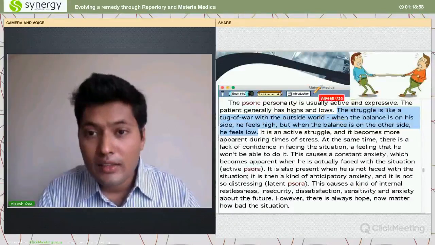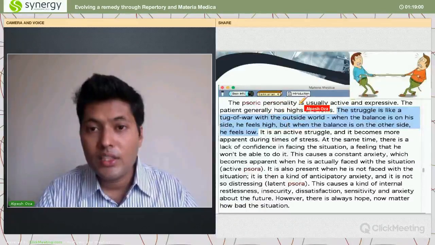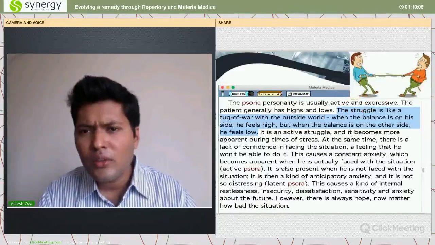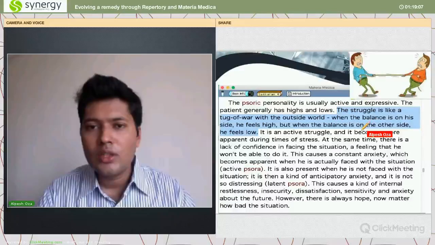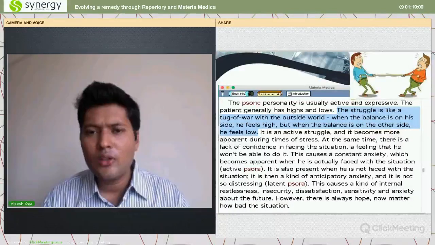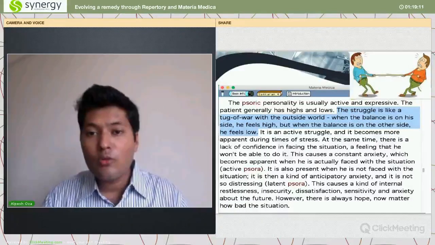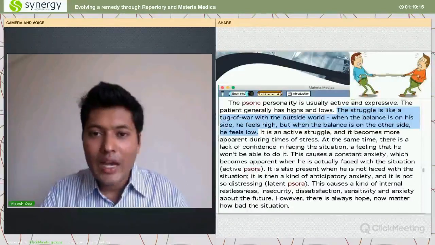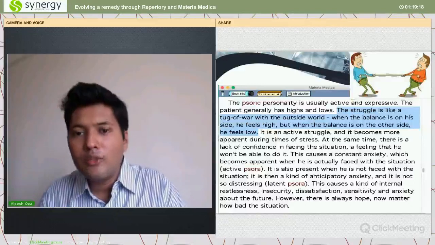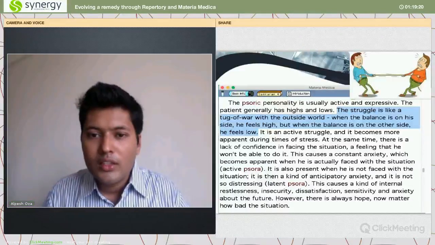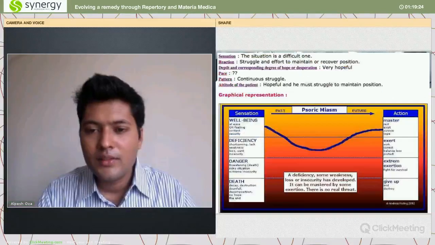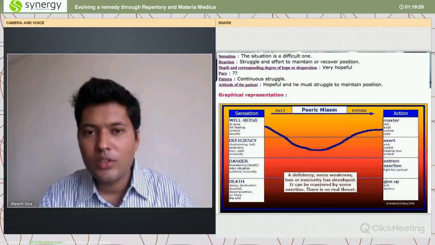Even in case taking, it is beautifully explained that the psoric personality is usually very active and expressive. The patient generally has highs and lows. So it's a kind of tug of war. On one side, when there is balance, he feels high. When he loses the balance, he feels low. So that kind of situation develops in it.